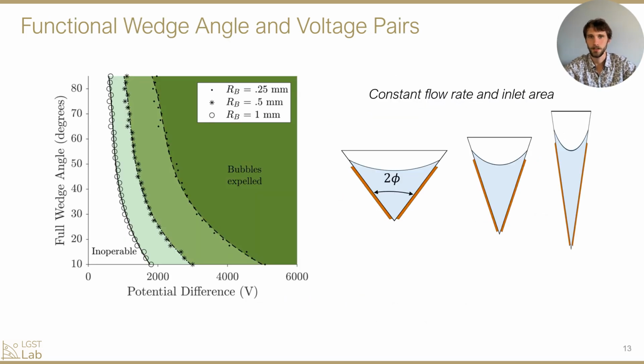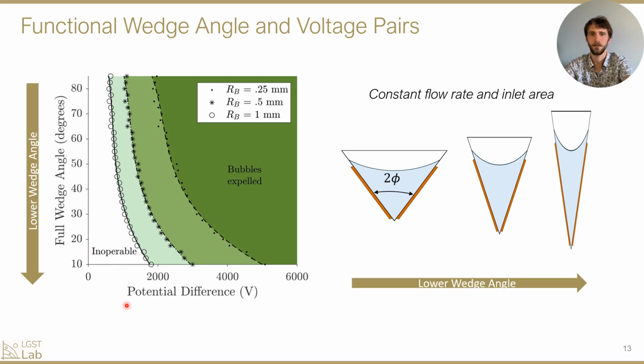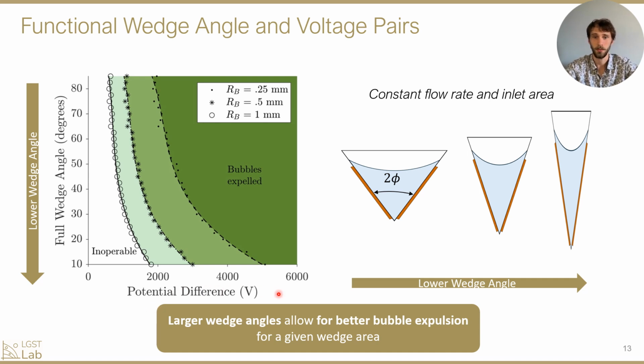By running this analysis on a set of test cases, we can get a functional map of wedge angle and voltage pairs. So the wedges in this test case all have the same flow rate, but you'll notice that as the wedge angle decreases, the height of the wedge increases, such that all of the wedges in this test set have the same inlet area. If we look at the functional map, we'll see that as the wedge angle decreases, it takes a higher amount of voltage to expel a bubble of a given size. For smaller bubbles, it takes an even higher amount of voltage to do so.